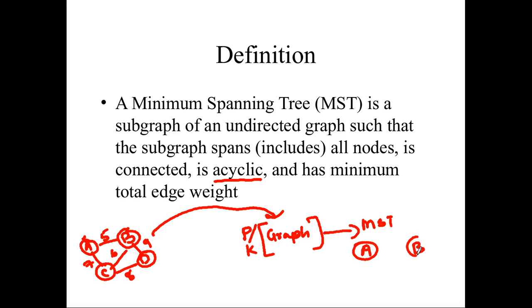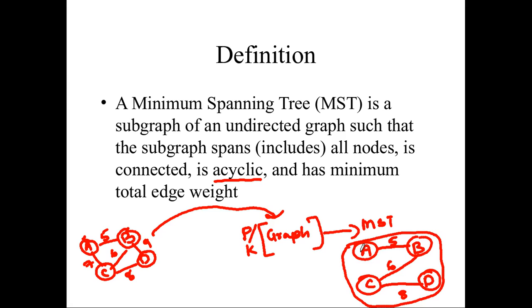Obviously 4 nodes will be connected, but all the edges will not be required for us. So A and B can be connected in this way with the edge cost of 5. B and C can be connected here in this way, and C and D can be connected in this way. As you can see, it is a connected graph. All the nodes are connected. You can reach any node from any node, and we have eliminated some edges here.